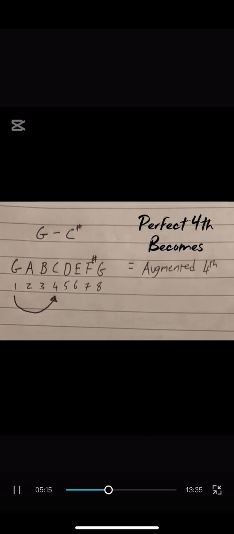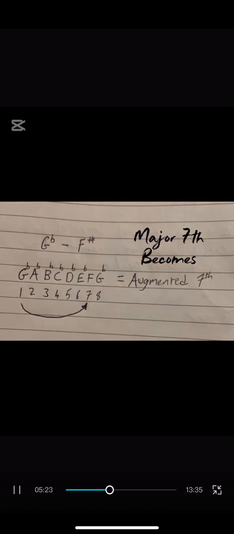Now for an example, for instance, G to C sharp. G to C would be a perfect fourth, but it's bigger, C sharp, so that becomes an augmented fourth. And here for G flat to F sharp, the G flat to the F will be a major seventh, but it's bigger, so that becomes an augmented seventh.